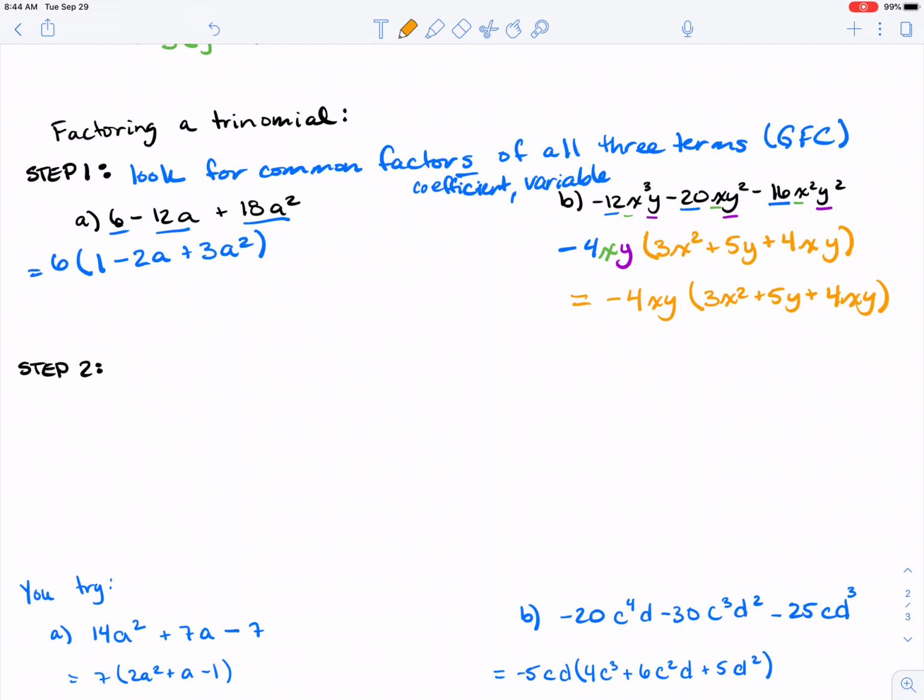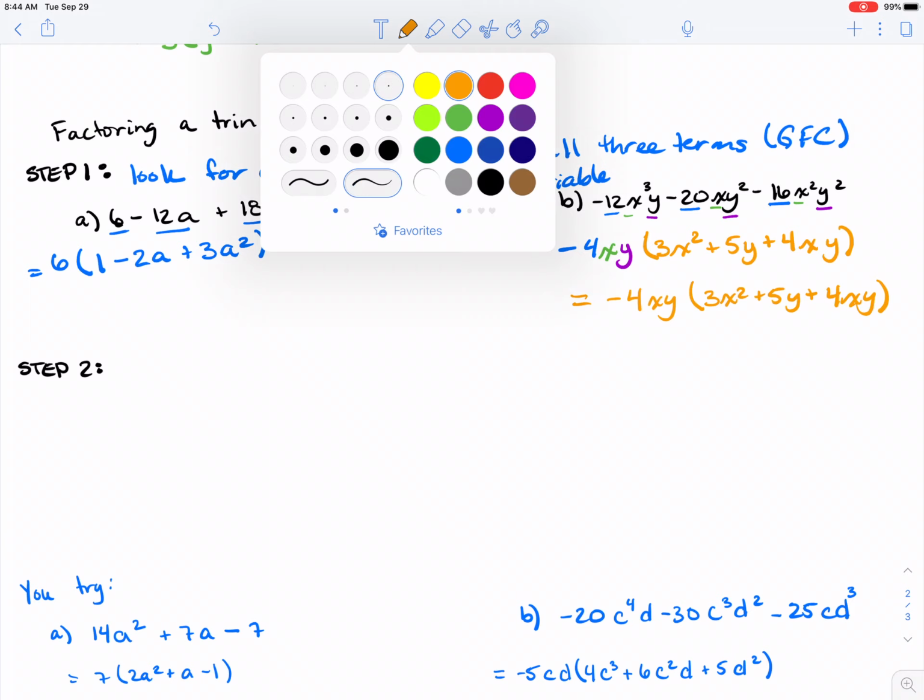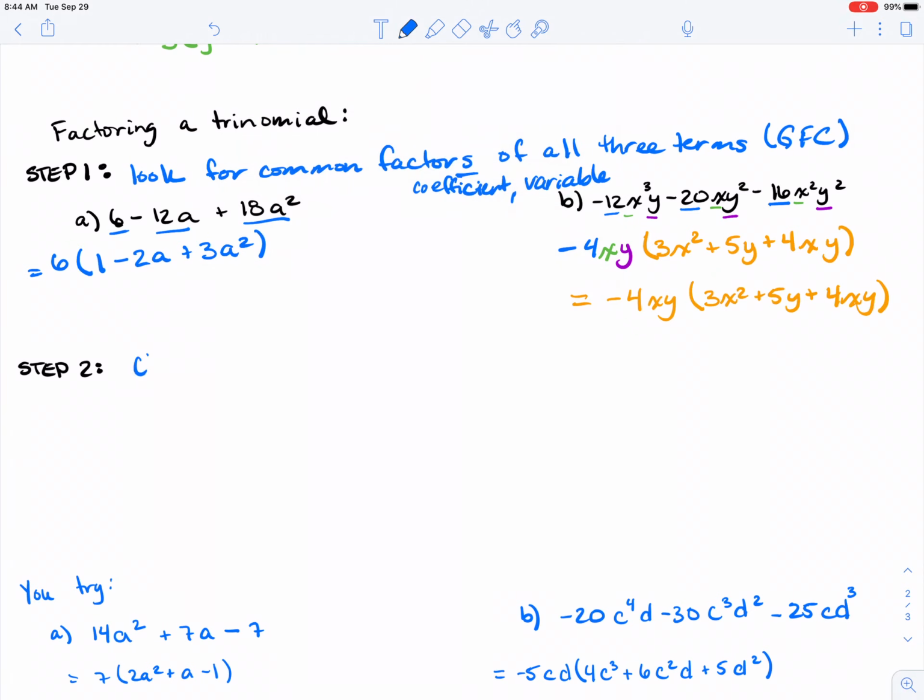The next step, to make sure you did everything correctly, is you're going to actually check and expand. What does that mean, Miss Carla? Well, actually it means we're going to go backwards, and we're going to distribute the factor we took out back into the trinomial to see if what we did was correct. So if I look at my first example of a, I came up with 6 times the trinomial of 1 minus 2a plus 3a squared.